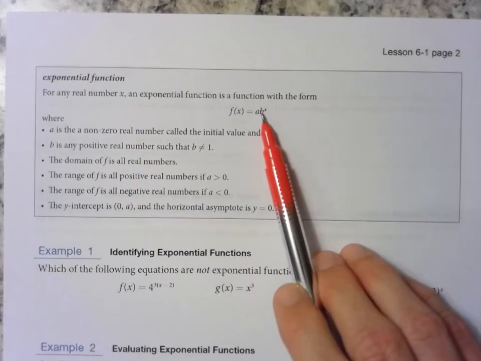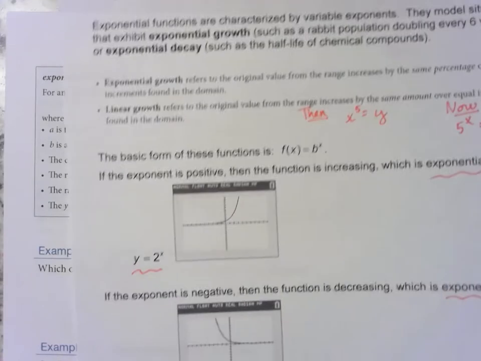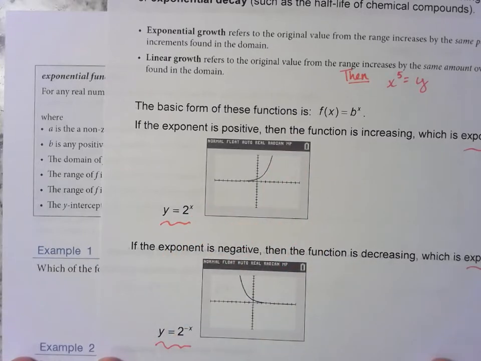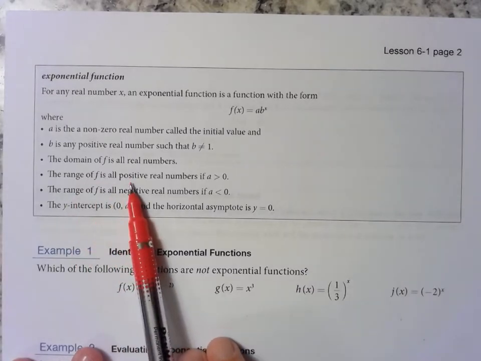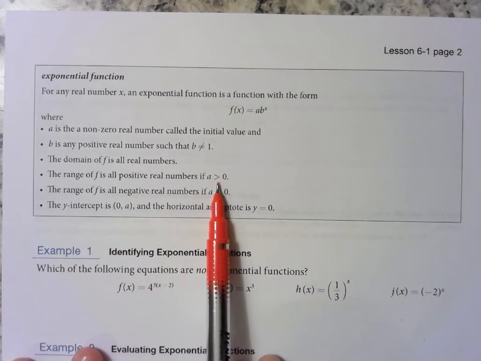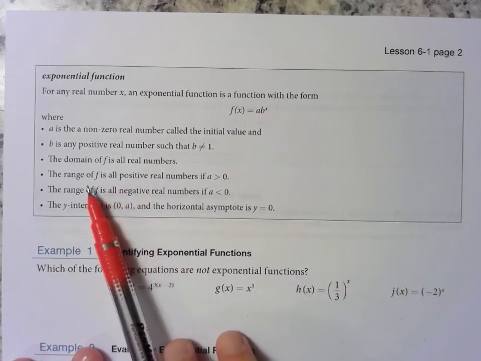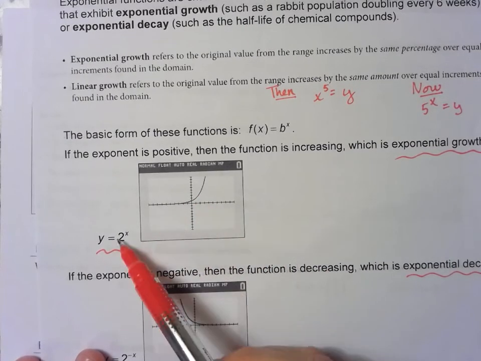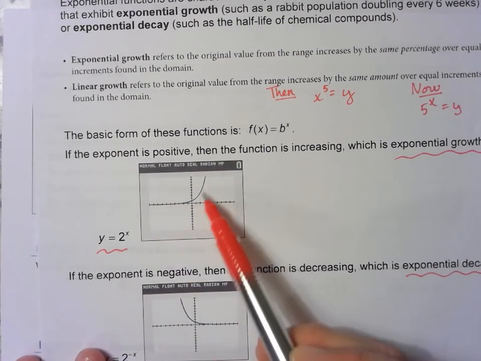The domain of this function is all real numbers. We can actually see that from these two graphs. The x's go forever left and forever right, which makes the domain all real numbers. The range of f is all positive real numbers, but that's if a is greater than 0. So if this number is positive, then our range is all positive real numbers. See how we had this one? There's actually a 1 right there. If that number is positive, our range goes from 0 to infinity, but it doesn't include 0.